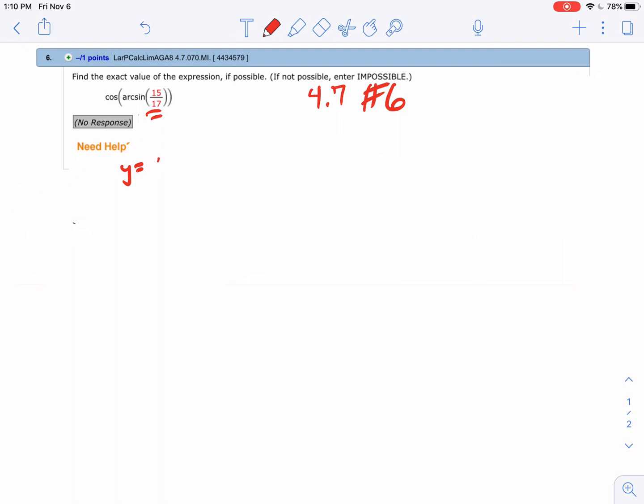So y equals arc sine, which is another way to write sine to the -1 or sine inverse of 15 over 17. But if I take the sine on both sides, now I have the sine of y equals, those things go away, 15 over 17.